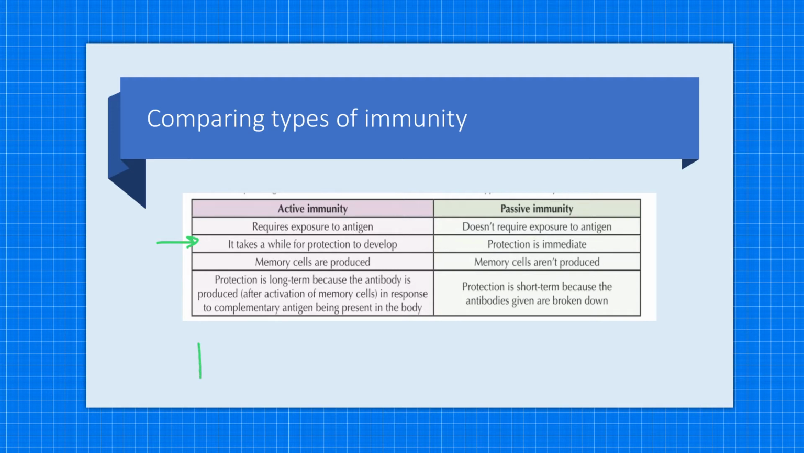So here's a little top tip. What I would do is you can learn this list, and basically this list here is the opposite. If you look, it's the opposite of active immunity. So you can learn that and then think about, well, what's the opposite? And then you should have your answer.